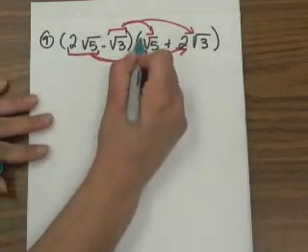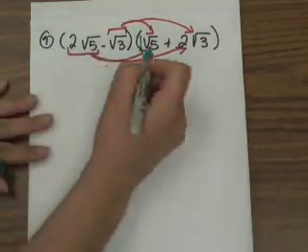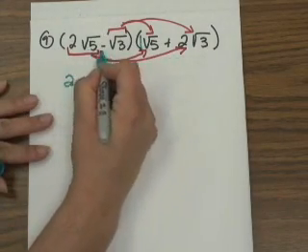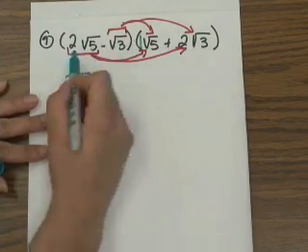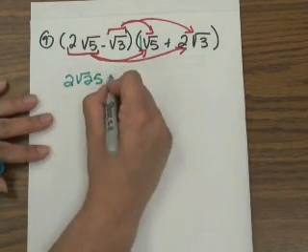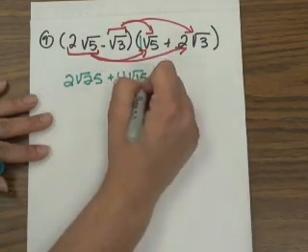2 times 1, because the number in front of the radical can be assumed to be 1 if there's not one. 2 times 1 gives me 2. Square root of 5 times the square root of 5 gives me the square root of 25. Let's look at the next one. 2 times 2 gives me a 4. Square root of 5 times the square root of 3 gives me square root of 15.